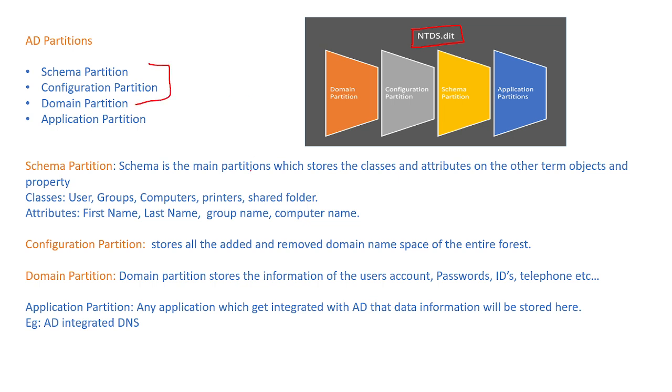Okay, schema, configuration, and domain partitions. But when you integrate any application, say for example there are multiple applications that can be integrated with the Active Directory, because I told you, when you create a root domain controller, an additional domain controller and a child domain controller, the replication will happen among each domain controller.